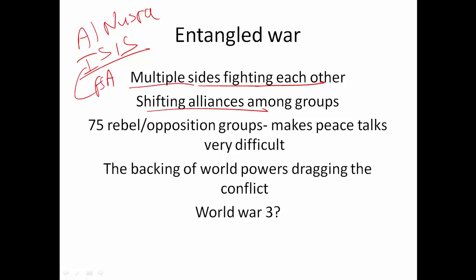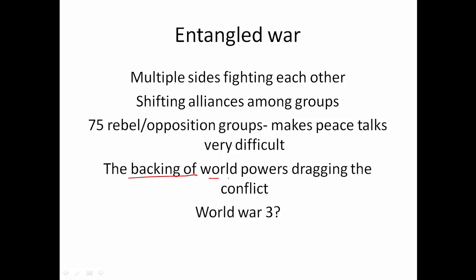This kind of changing loyalties is not good. You can never know whom to trust, and these shifting alliances amongst groups are also causing infighting. So Al-Nusra, ISIS, FSA, all these three groups are fighting each other a lot of the time. Also Kurds are fighting with ISIS and Al-Nusra. There is an estimate that there are 75 rebel groups right now in Syria. This has made peace talks very difficult because out of 75, some might be ready to come to the table to talk, to have a peace agreement, but some may not. So you have to get everyone on the table, otherwise, peace is impossible.